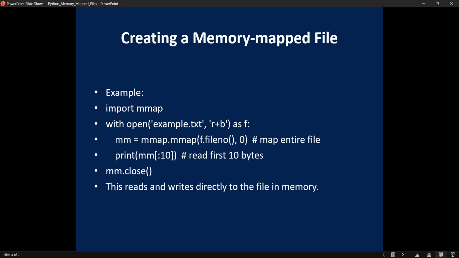Creating a memory mapped file. Here we have a sample code, and this code maps the file example.txt into memory and prints the first 10 bytes. The 0 means map the entire file. Now instead of reading and writing manually, you can directly access file contents as if they were stored in a binary.